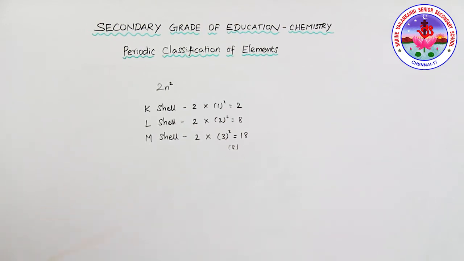The position of the elements in the periodic table tells about their chemical reactivity. Already you learned that the valence electrons determine the number of bonds formed by an element. Then the trends in the modern periodic table: valency, atomic size, metallic and non-metallic properties we will discuss.